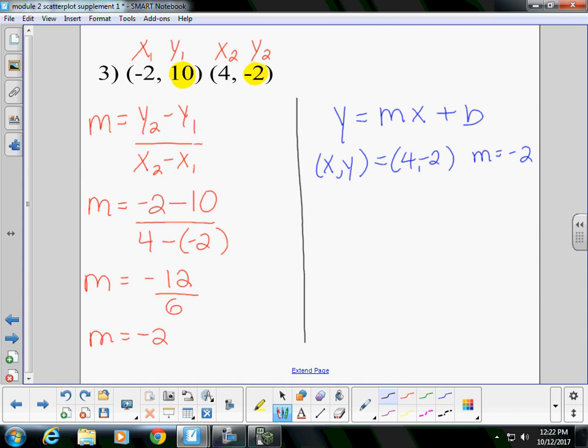Okay, we're going to plug it into y equals mx plus b. So for my y, I'm going to plug in -2. For my m, I'm plugging in, oh, it's also a -2. And then for my x, I'm plugging in 4, plus b.